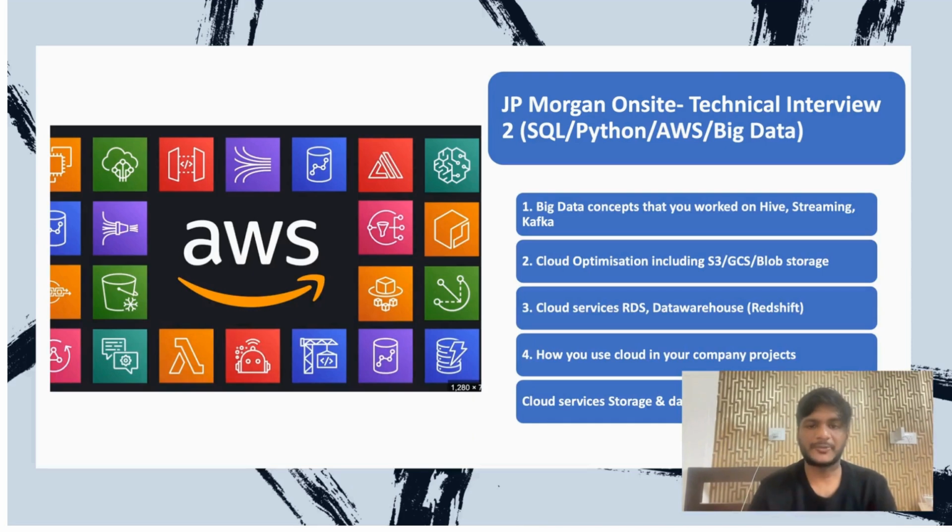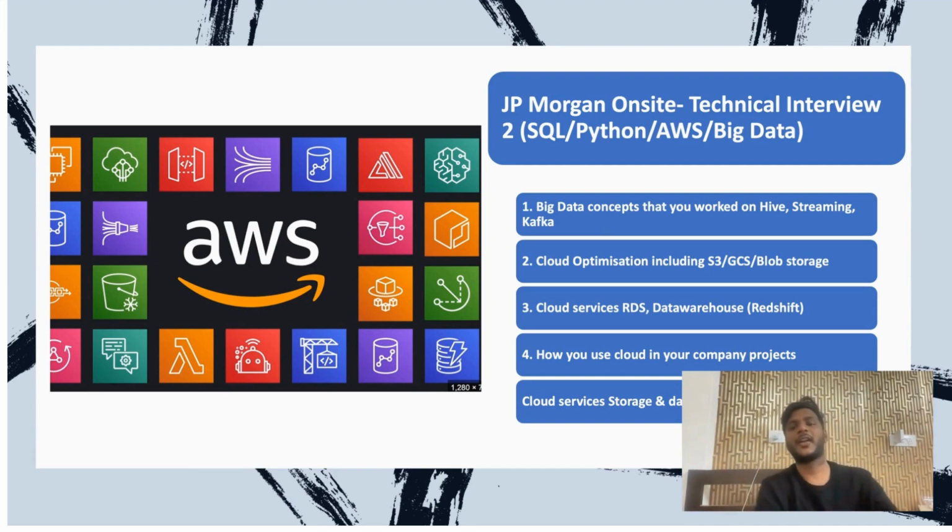Now coming to the next part, which is the JP Morgan round. The SQL and Python part is completed. Now they ask questions on the AWS side, like AWS cloud optimization. You can see on my screen that in the cloud part we have to focus on cloud optimization techniques. I worked on AWS mostly, so they asked questions on AWS like the S3 bucket, and if you have worked on GCP and Azure, you can mention blob storage and GCS bucket.